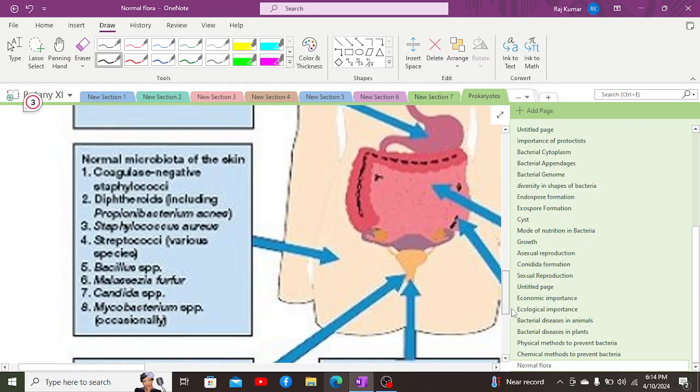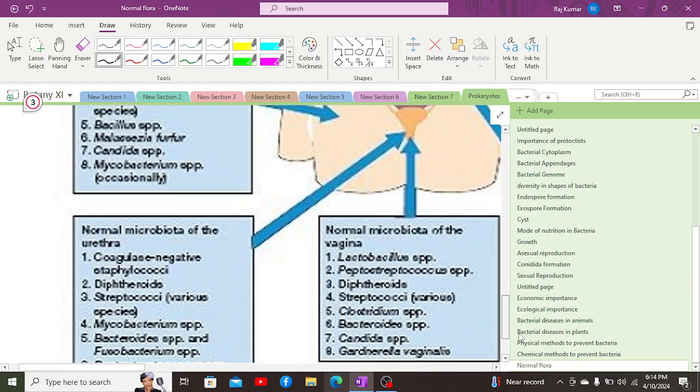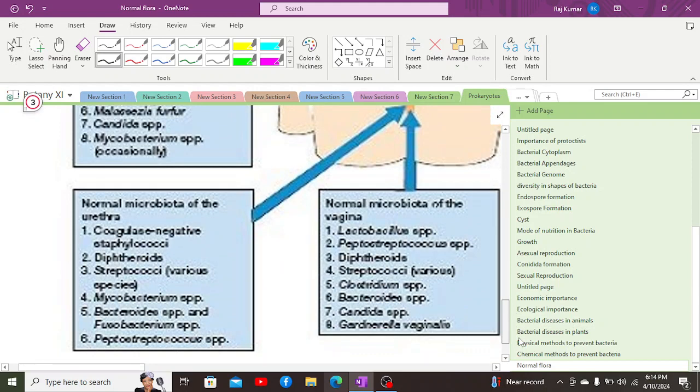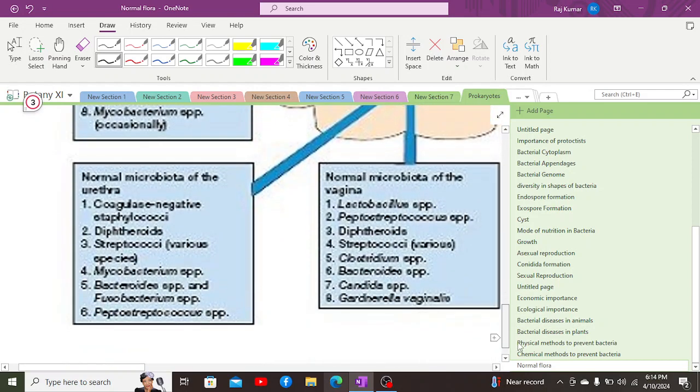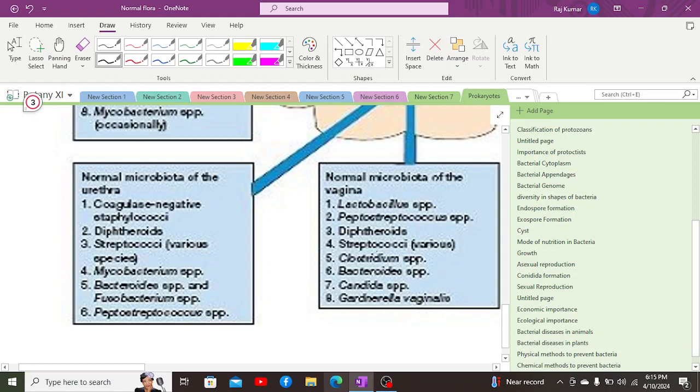As you may see in the diagram, in the vagina we have lactobacillus, as well as streptococci, clostridium, and Candida albicans. In the urethra we have streptococcus, mycobacterium species, bacteroides, peptococcus, streptococcus, diphtheroids, and corynebacterium.